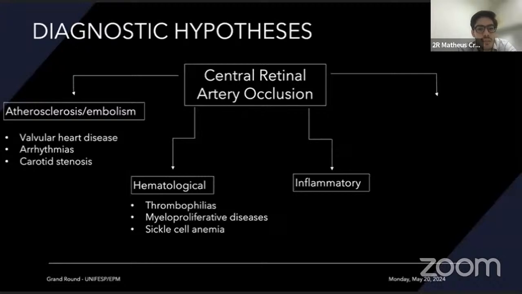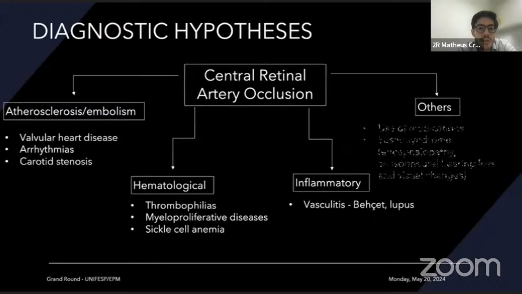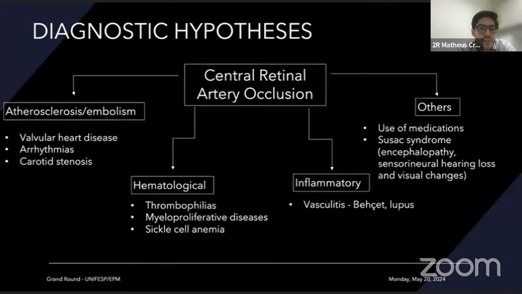Sickle cell anemia. And inflammatory causes is the third group that we would think about, some vasculitis like Behçet or lupus. And we will think about other causes as well, like use of medications or Susac syndrome.